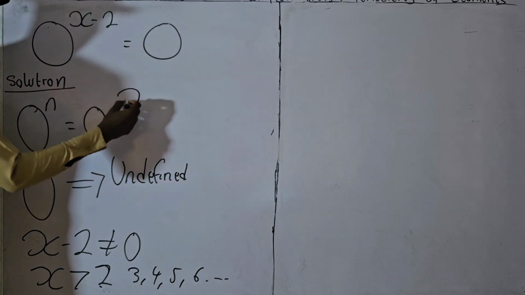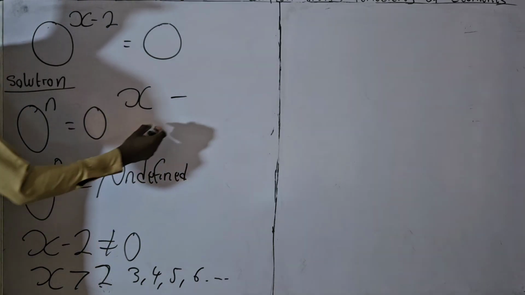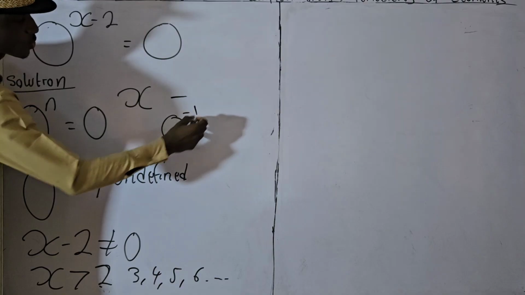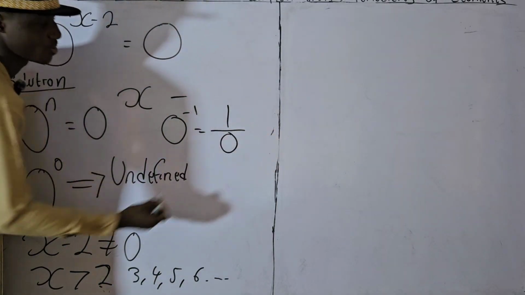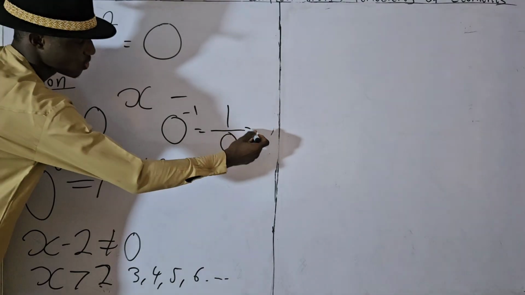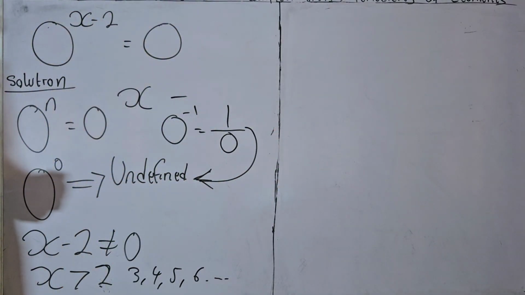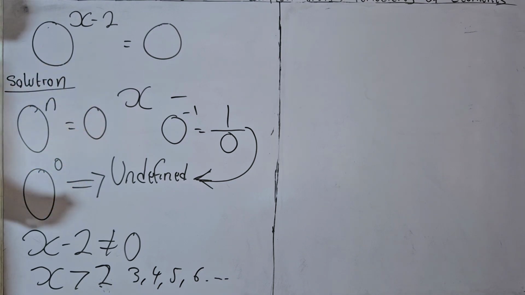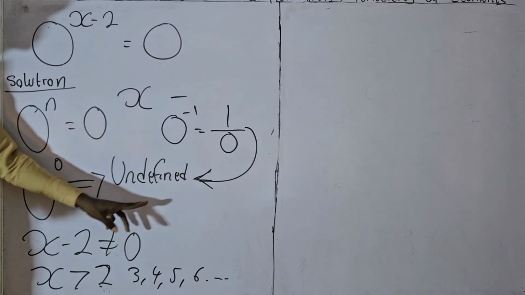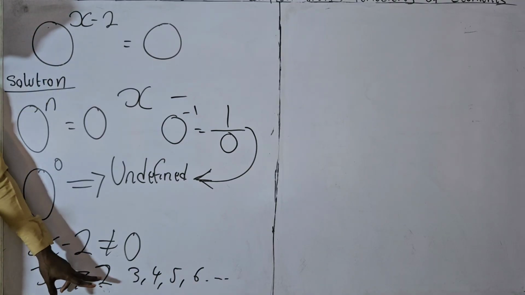If x is negative, if you have 0 raised to the power of minus 1, what will it become? That will be 1 over 0. 1 over 0 will give you undefined. You understand? That is also undefined. So if the exponent of 0 on the left-hand side is negative, the result will still be undefined. Are you getting it? So the solution is true for all the values of x that are greater than 2.